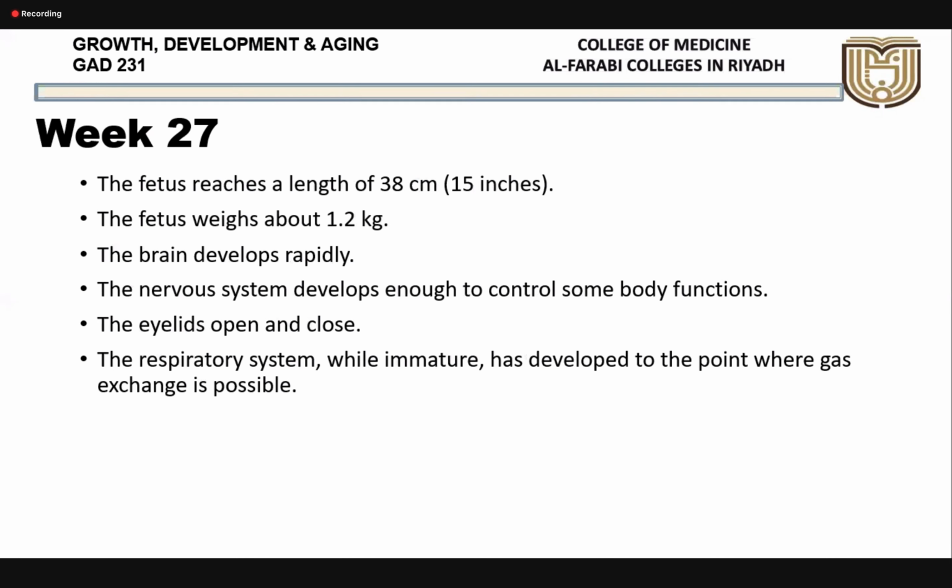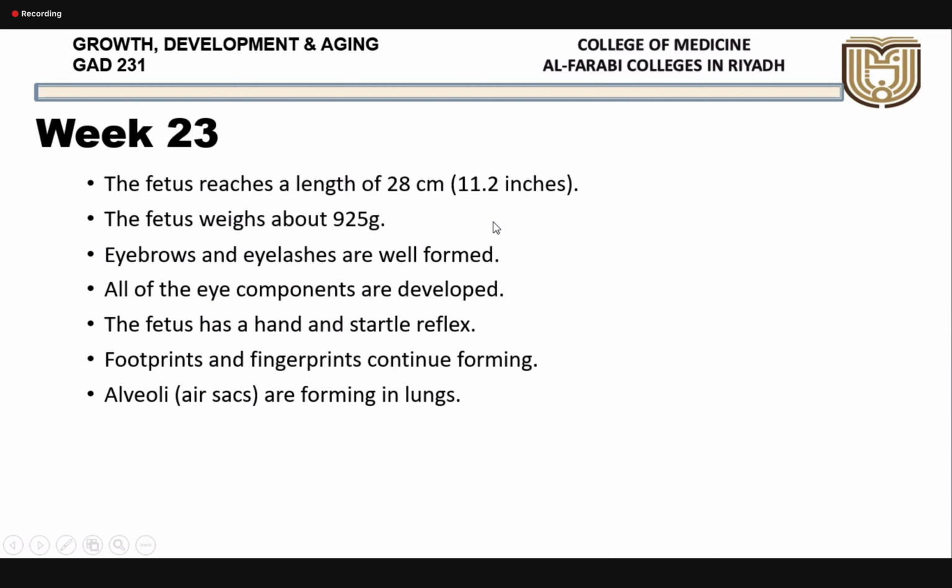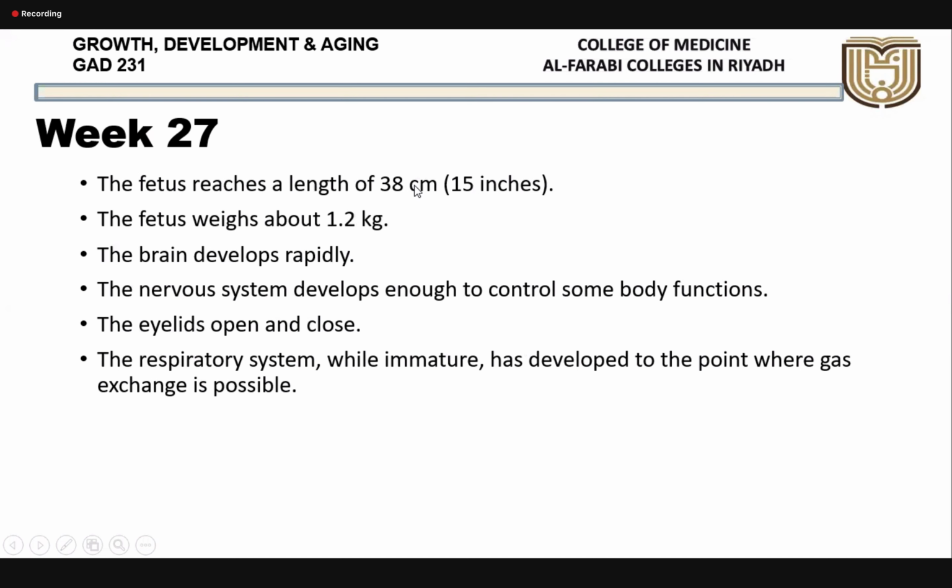Now by week 27, the fetus has grown much more, to almost 15 inches from 11 inches. It has grown up to 15 inches or 38 centimeters. And the fetus has grown from 900 grams to 1.2 kilograms. These are very fast growths which are taking place within the fetus.